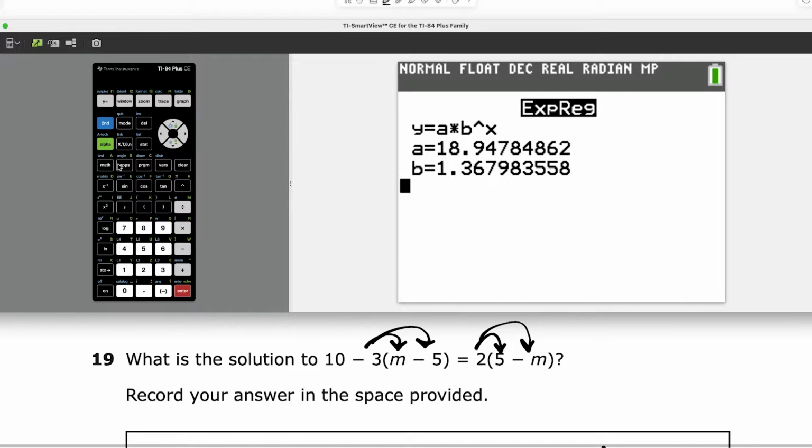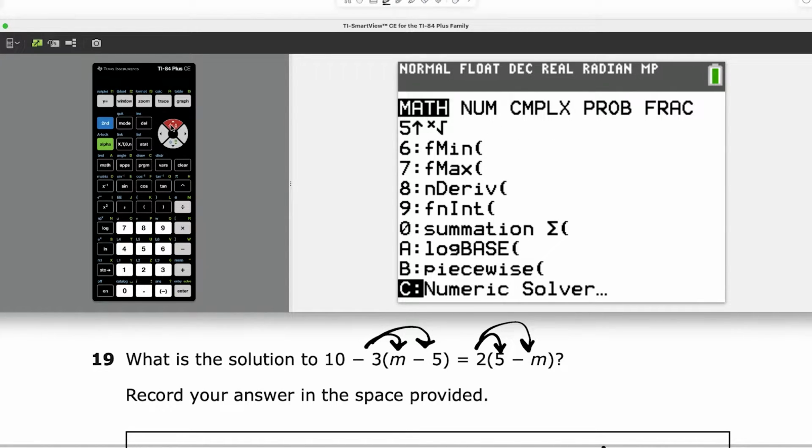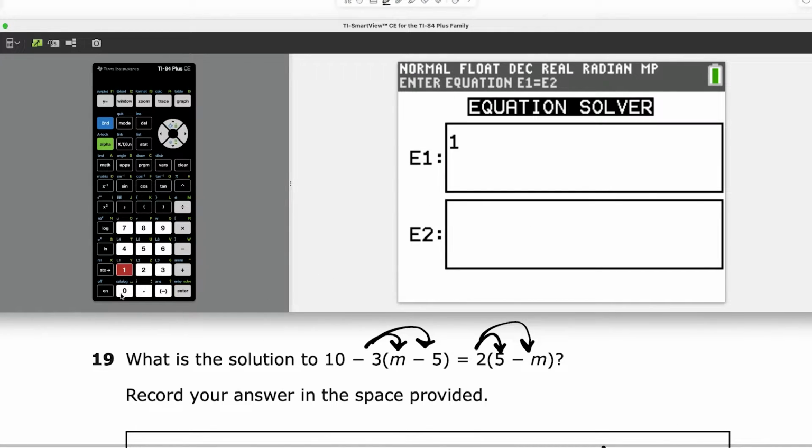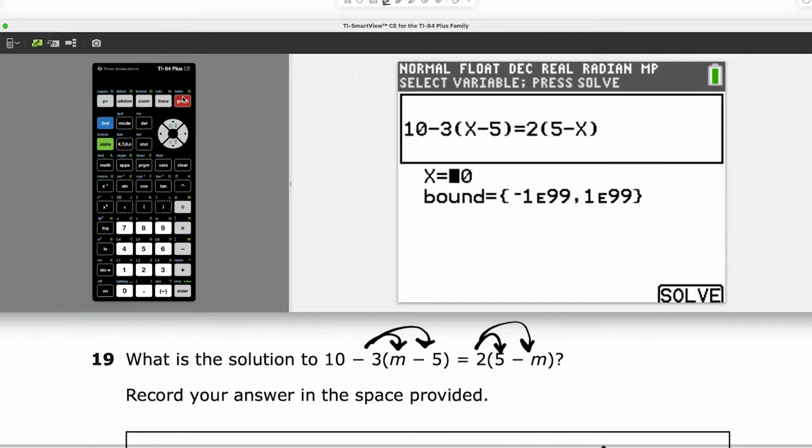But if you have a calculator, you could use this really cool trick. You could press math, press the up arrow, and go to numeric solver here. So I'm going to press this option here. In equation 1, I'm just going to type in the left side of the equation. So I have 10 minus 3, and then parentheses x minus 5. And just know that this trick works for linear equations, okay? For quadratic equations, I would just type this in the y equals, and I would trace the zeros. So for a linear equation, though, you could use the equation solver. And now the right side, we have 2 times 5 minus m, but we're going to use x. And now from here, I just press OK by pressing graph, and then I'm going to press solve. And notice that it gives us our solution of 15.